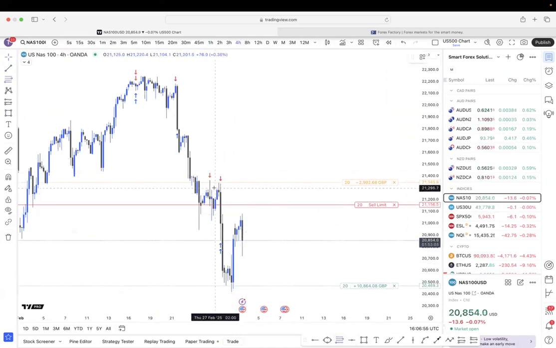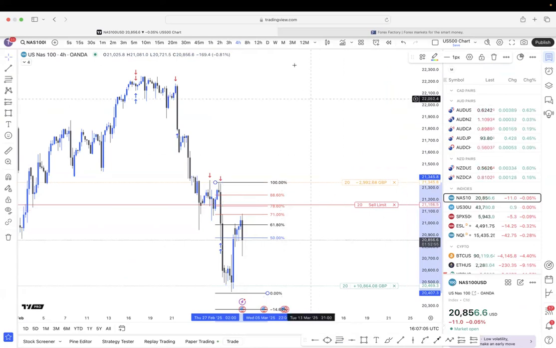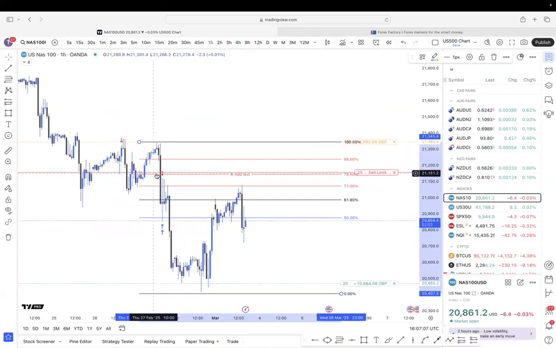If we look at some of these other pairs right here, this is another position we've currently got, because if we measure this particular area here, you can see there is an imbalance. There's an order block. That was the entry level right there. If we go to a smaller time frame, you can see an area of imbalance to enter off of.